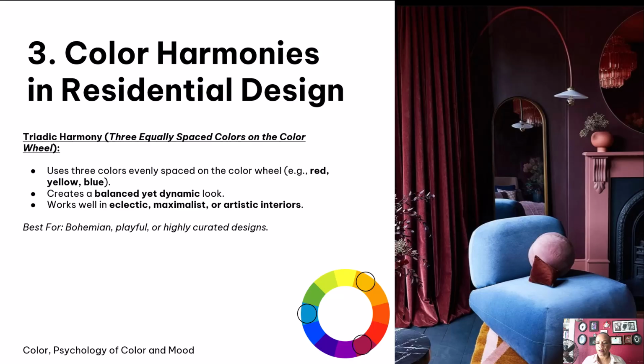So primary, and I'm not sure this is the best image. I tried not to use a kid's room because that's too easy, right? But I have this burgundy, I have the blue, and then if you look down at the rug, I have this burnt orange color. So it is triadic. I have three colors equally separated on the color wheel.